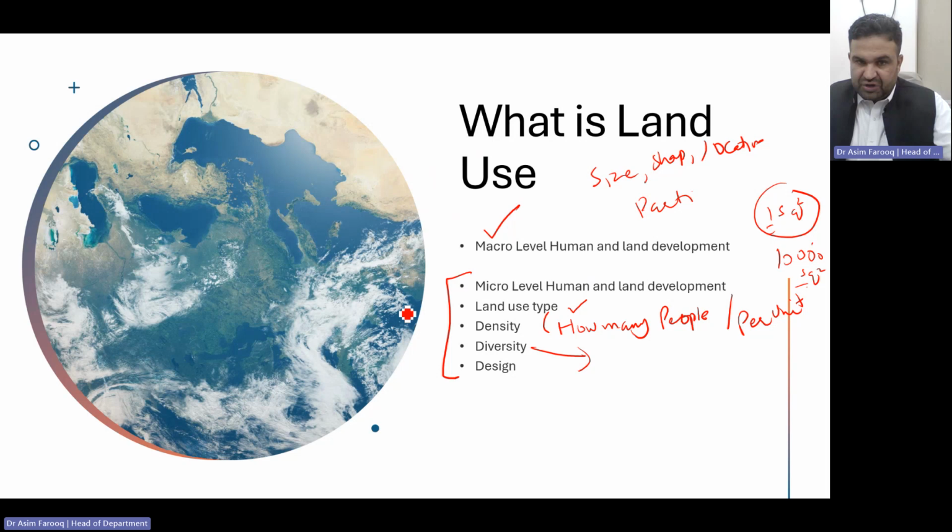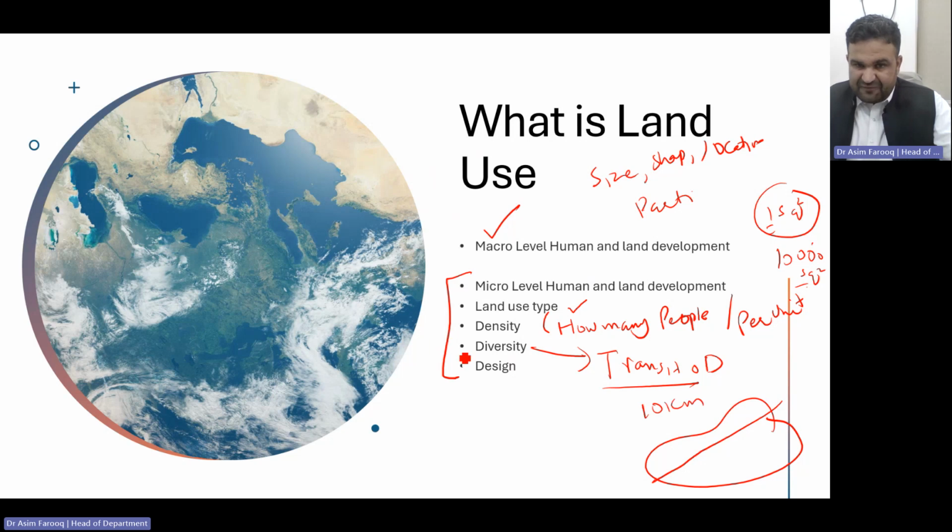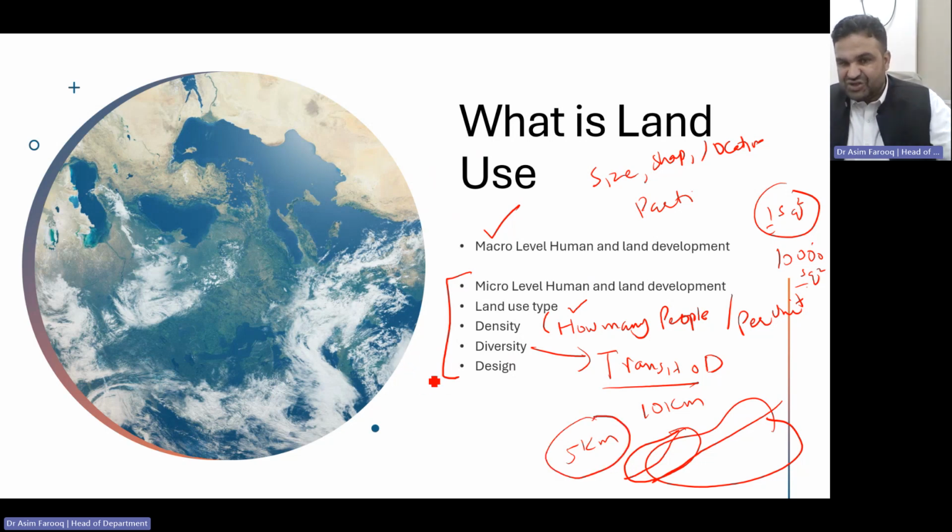Mixed use also relates to transit oriented development, which we call TOD. Within TOD, for example, if this is our city of 10 kilometers, what if we provide all the facilities such as health, educational, commercial, residential, recreational within 5 kilometers, and this part is connected through public transport? Then people will not travel far. They will fulfill that journey, that demand, either through public transport or pedestrian ways such as skating, or through cycling, which we call NMT, non-motorized transportation.